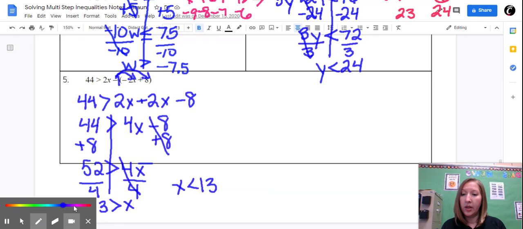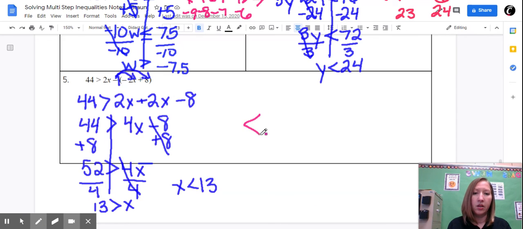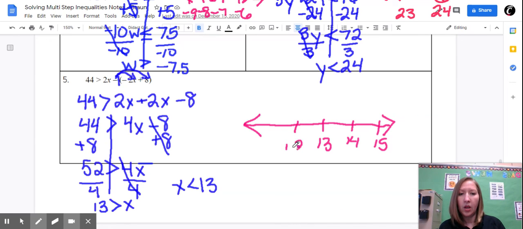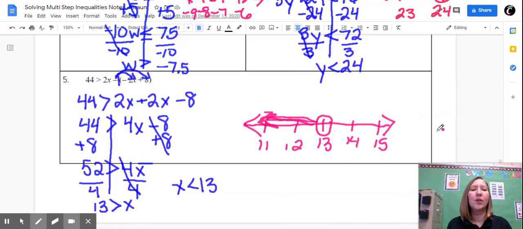So the last thing I'm going to do here is to make my number line so that I can graph this inequality. All right, so 13 we're going to put kind of in the center here and fill in my number line some. All right, so my inequality is x is less than 13, not going to be equal to, so it's going to be an open circle on 13. And since we're talking about less than, we're going to draw our arrows to the left, just showing the numbers less than 13. So we've got our arrow to the left and an open circle.